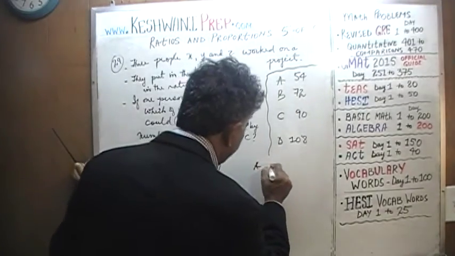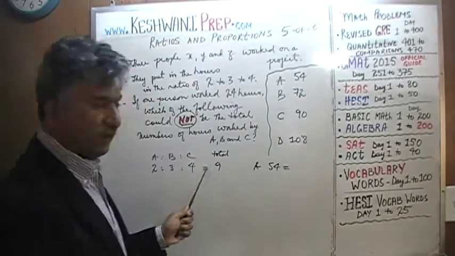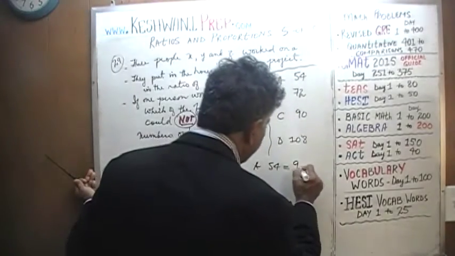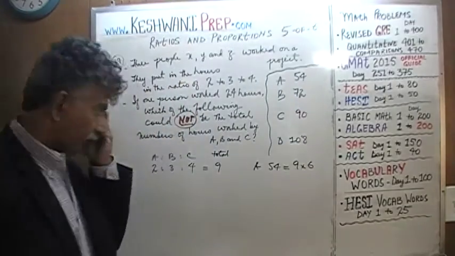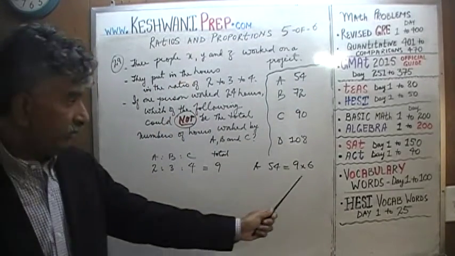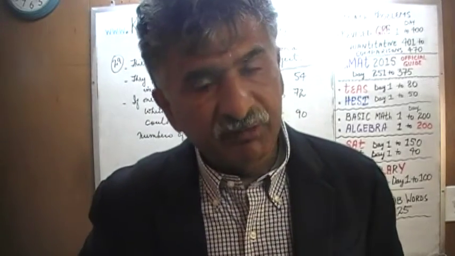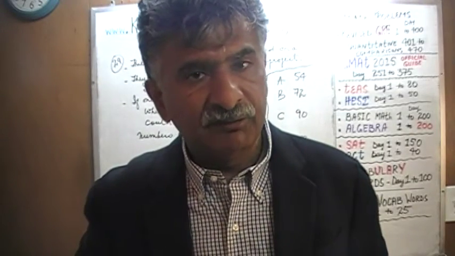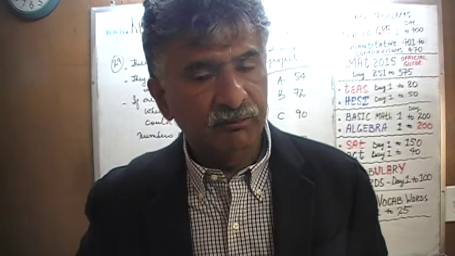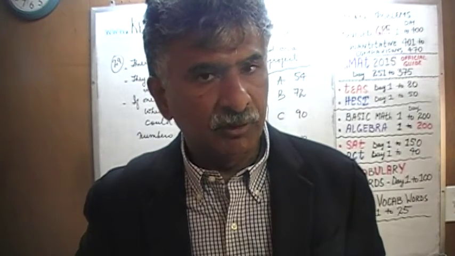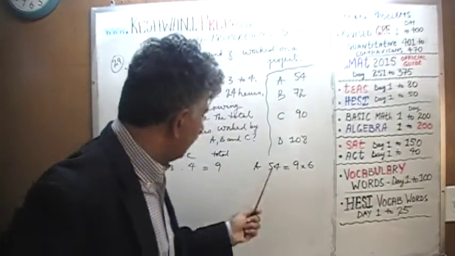Let's look at 54, answer choice A. Is that a multiple of 9? The answer is it is a multiple of 9. 6 9s are 54. How do we know that 6 9s are 54? Because 10 6s are 60. Therefore, it stands to reason that if you were to take away one 6 from those 10 6s, we'll have 54. So that does work.